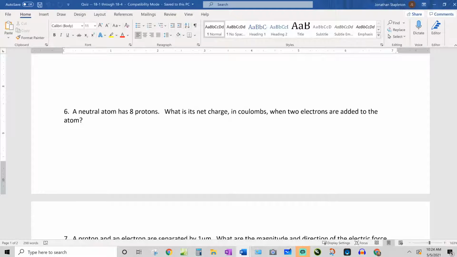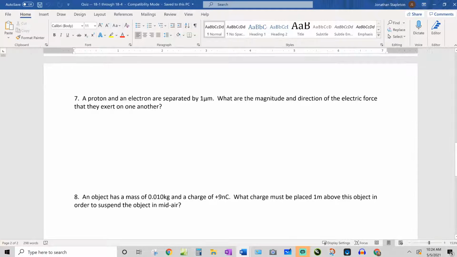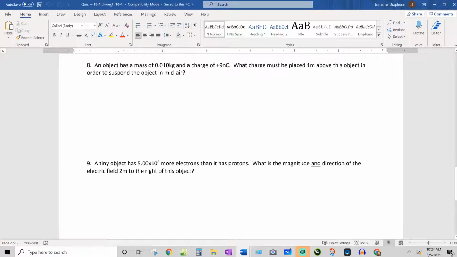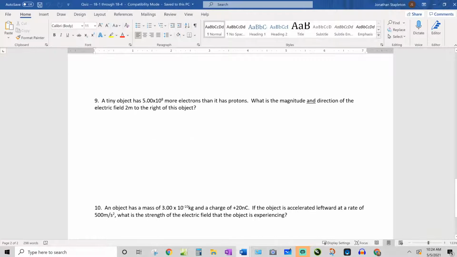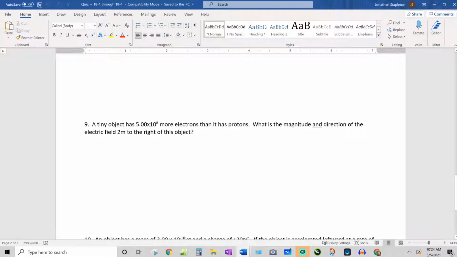I keep going to that. So unusual to have a Word document that I'm working from. Let me skip down a little bit. Let's see what. Hey, this might be a good one. A tiny object has 5 times 10 to the 8th more electrons than protons. What's the magnitude and direction of an electric field 2 meters to the right of this object?